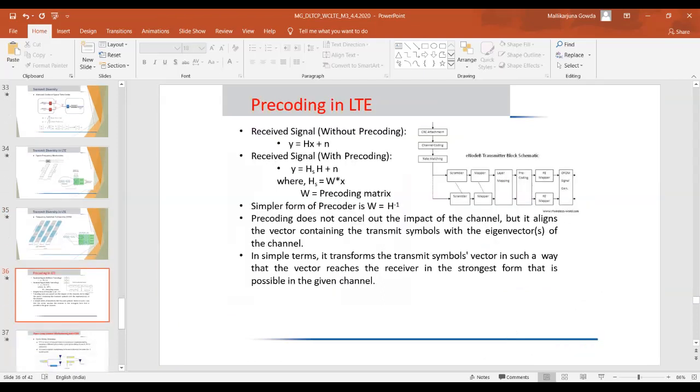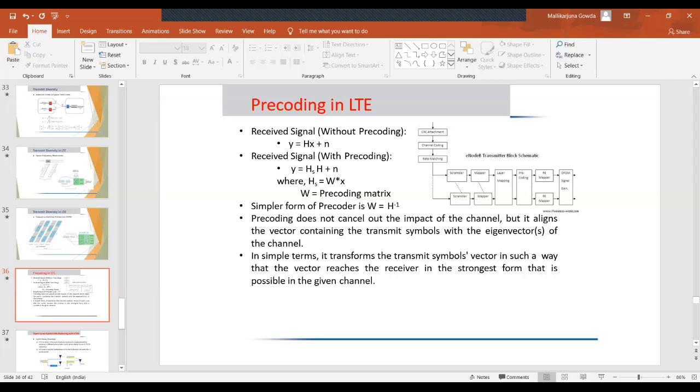Already I discussed this pre-coding. So without pre-coding, I can write the received signal as y is equal to Hx plus n. And with pre-coding, I can write y equal to H_s plus n, where H_s is H times W times x. So W is the pre-coding matrix, I said. And this W, in simple form, will be H inverse.